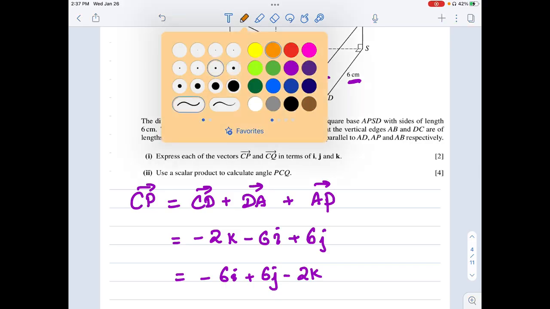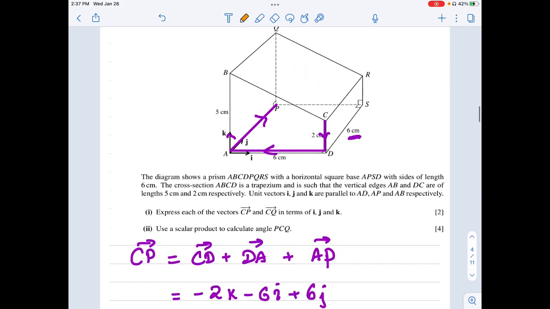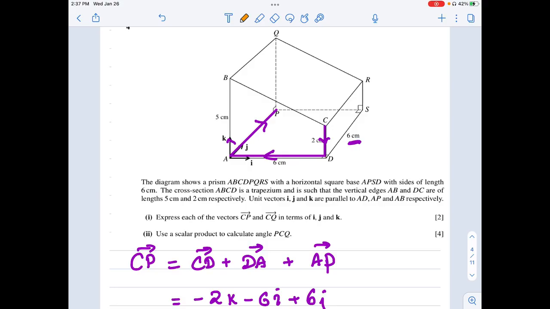That is CP. So now I want CQ, C to Q. How should I start from C and reach Q? It is going to be the same. I go from C to P, so that way, I go C to D, then D to A, then A to P, and then again P to Q.